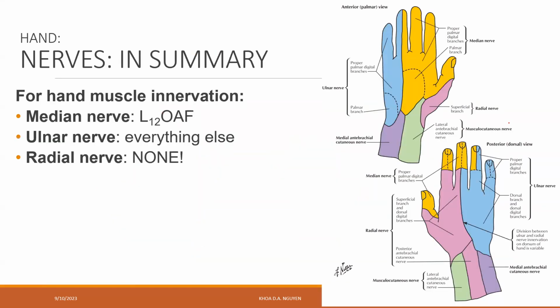All right, so in summary, for hand muscle innervation, the median nerve is going to innervate the first and second lumbricals, the opponens pollicis, the abductor pollicis brevis, and the flexor pollicis brevis, aka a LOAF of bread, basically. The ulnar nerve is going to innervate everything else, and the radial nerve will have none for hand muscle innervation. For cutaneous innervation, these on the right side will show you the cutaneous innervations of each of the nerves, the ulnar nerve, the radial nerve, and the median nerve, on the palmar side, as well as on the dorsal side of the hand, as you can see here.